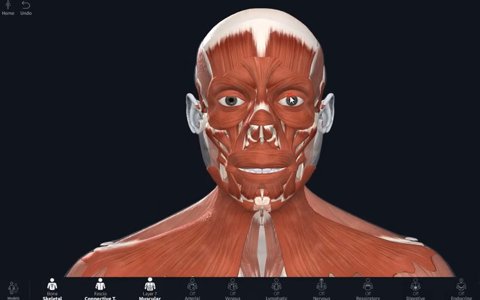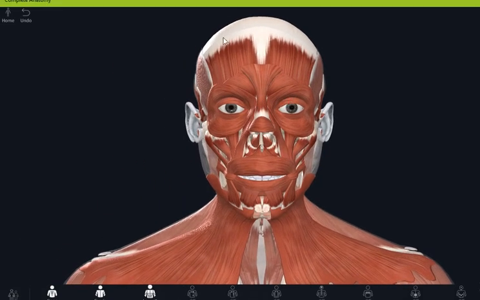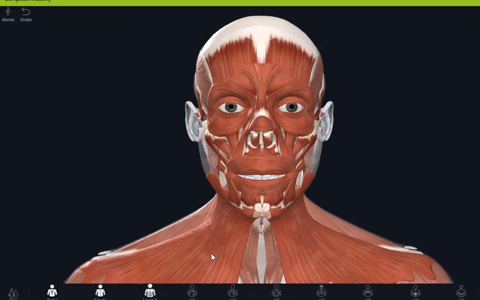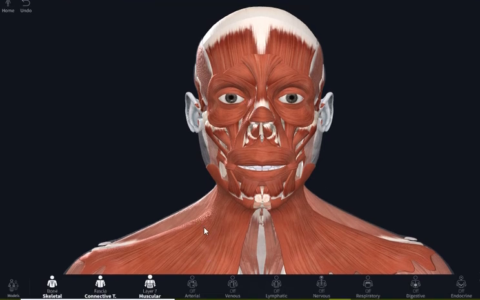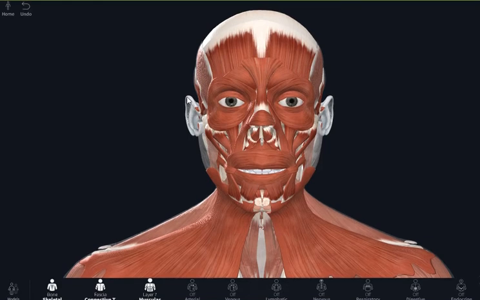Now let's start. When visualizing the human body, we can see the superficial facial muscles. Point number one: all the facial muscles are supplied by the facial nerve.